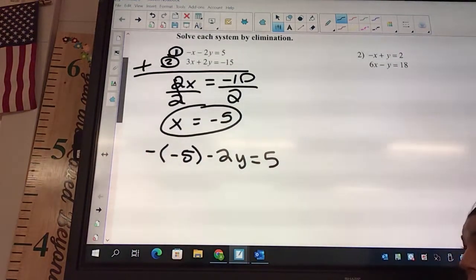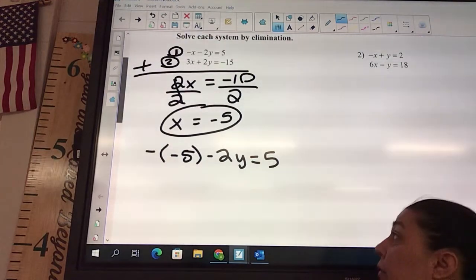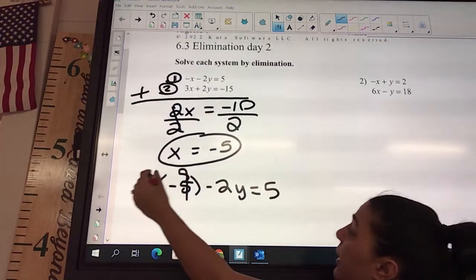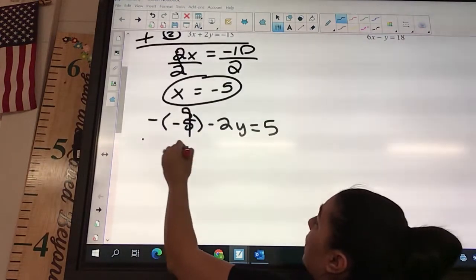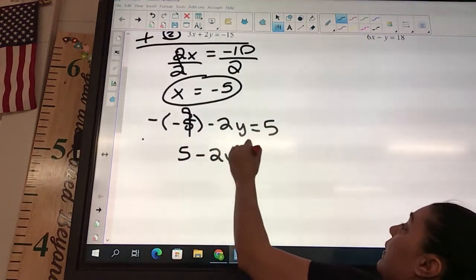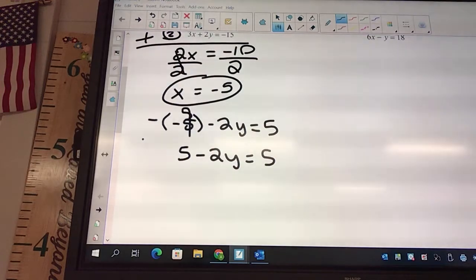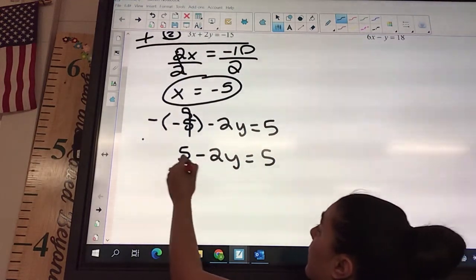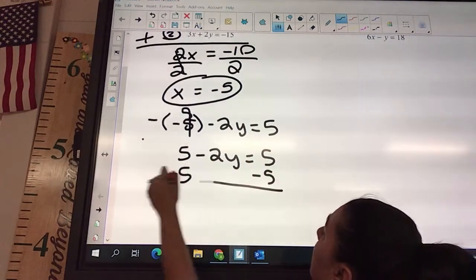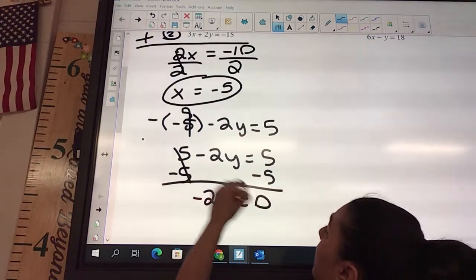Now, what's a negative 5? It's going to be a positive 5. So it's really going to be 5. Oh my gosh, sorry, that's a 5. So 5 minus 2y equals 5, because that negative makes it a positive. And then we say minus 5 on both sides, and I got negative 2y equals 0.